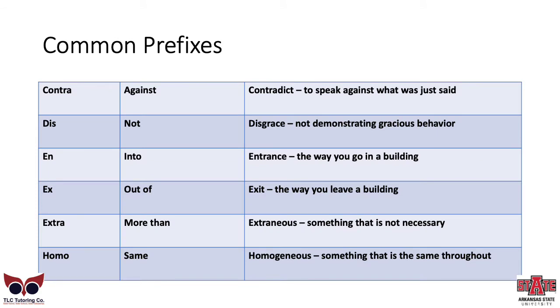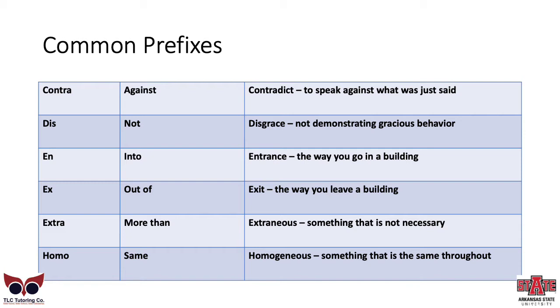Contra means against. To contradict is to speak against what was just said. Notice the word parts. DICT is similar to diction or speaking. Contra, against. Therefore, when you put them together, you have contradict. Dis means not. Disgrace is not demonstrating gracious behavior. En means into. This is where we get our word entrance, the way you go into a building.